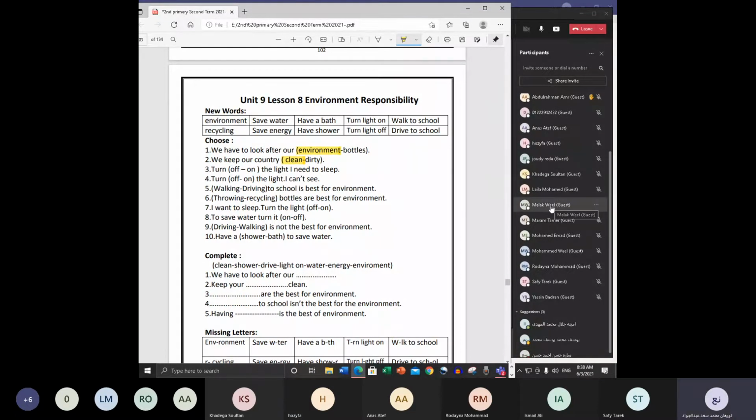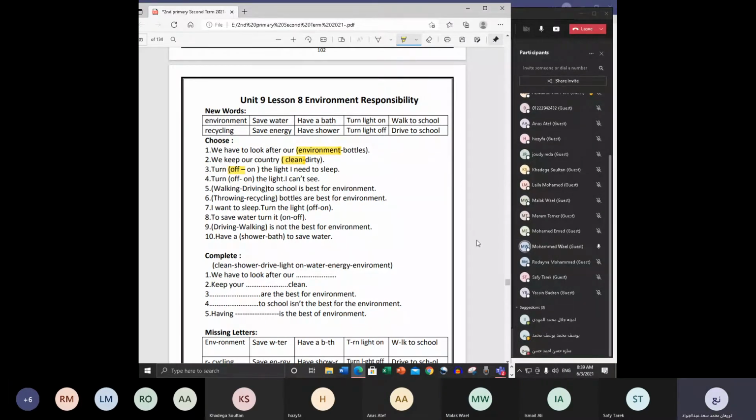Malak. Yes, miss. Turn off or turn on the light? I need to sleep. I have to turn off the light. Turn off, excellent. Turn off means close. Okay. Number four, Muhammad Wael. Yes, miss. Turn off or turn on the light? I can't see. Turn on. Thank you. Turn on is equal to open.